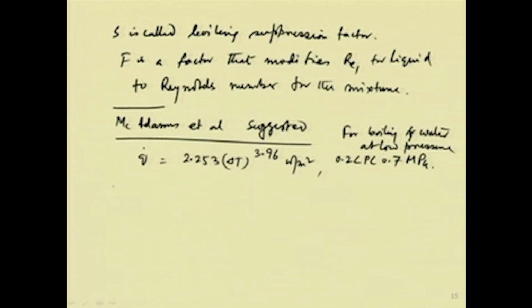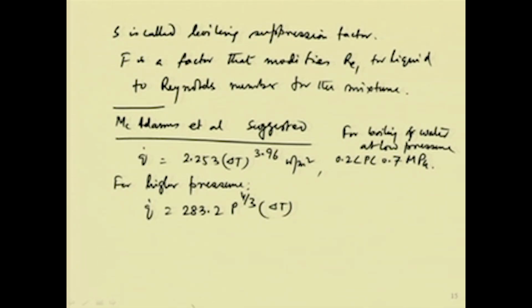And then for higher pressure, Q dot is equal to 283.2 P to the power 4 by 3 and then delta T to the power 3 watt per meter square, and here 0.7 less than P less than 14 megapascal, and delta T is the temperature difference. Delta T is TW minus T sat.